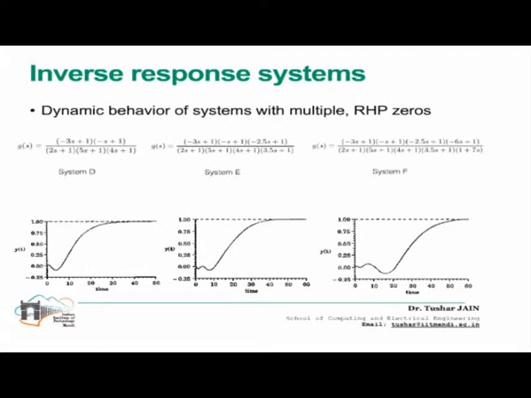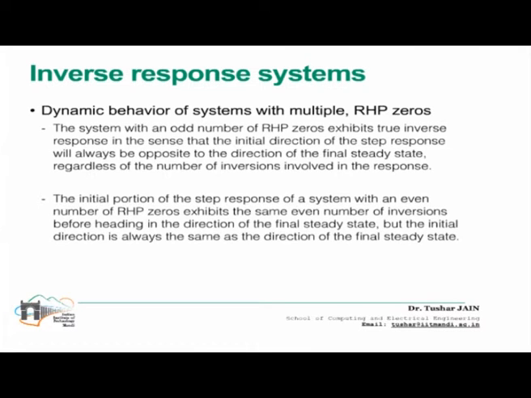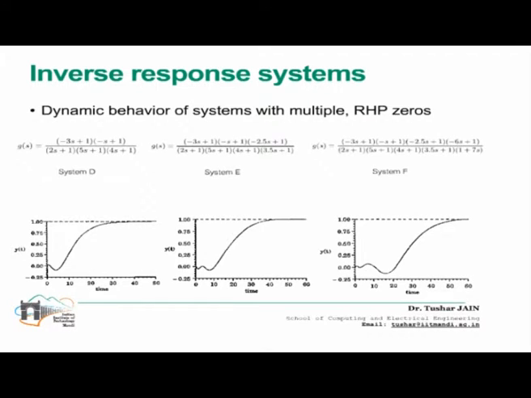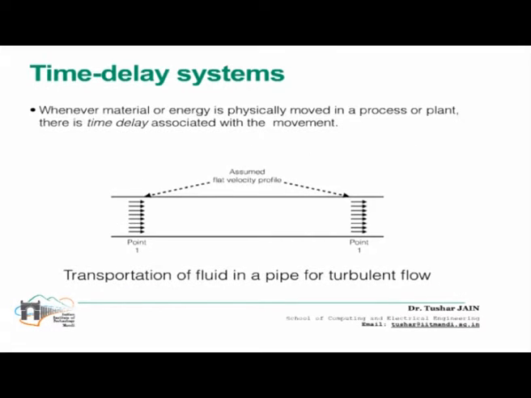Okay, in this slide you will see the difference in the inverse responses, that here for this system it goes into the negative direction only once. Here it goes two times, here it goes even three times depending on the poles. I will leave these slides for you to study by yourself. If you study these two rules, you will notice how many inversions are going to appear. Now the next topic is the time delay system.